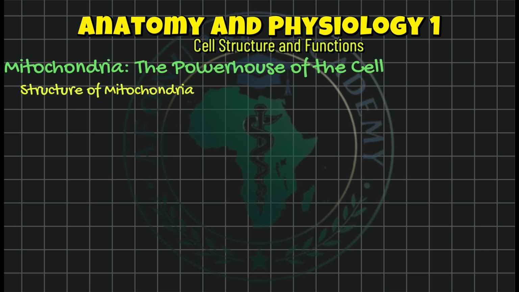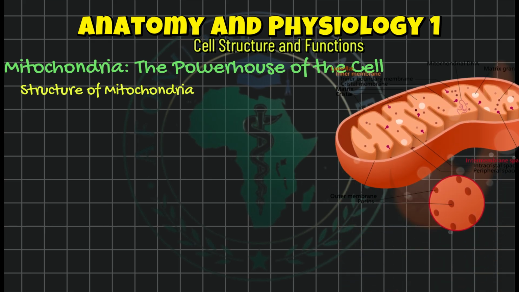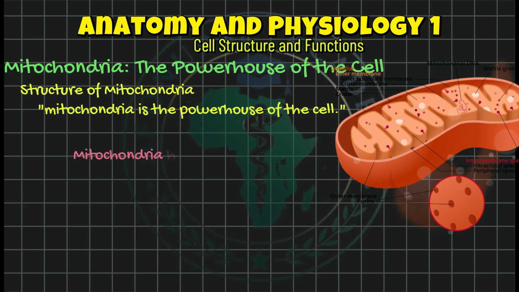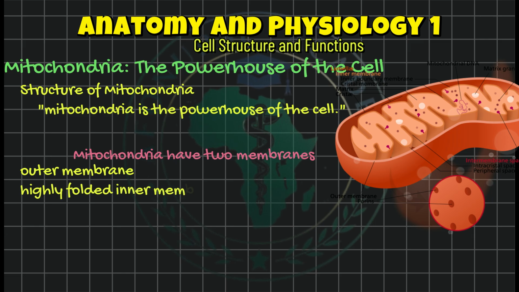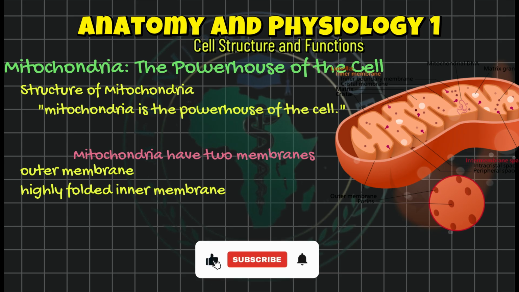Structure of mitochondria. Now we come to one of the most famous organelles, the mitochondria. You've probably heard the phrase, mitochondria is the powerhouse of the cell. But what does that actually mean? Mitochondria have two membranes, an outer membrane and a highly folded inner membrane. The folds increase the surface area for energy production. Here's something interesting. Mitochondria have their own DNA, separate from the DNA in the nucleus. This is because mitochondria were once independent bacteria that evolved to live inside cells billions of years ago.